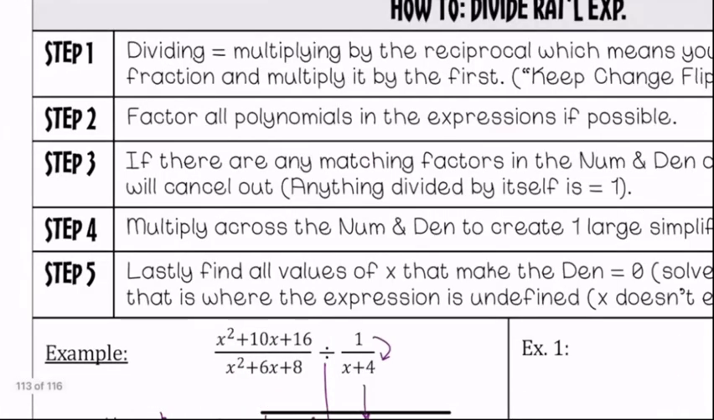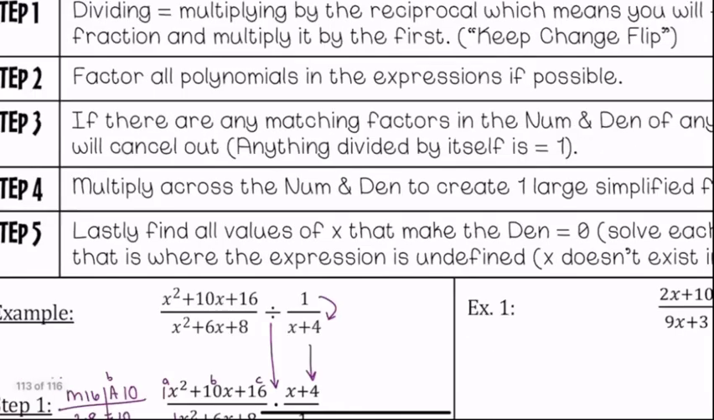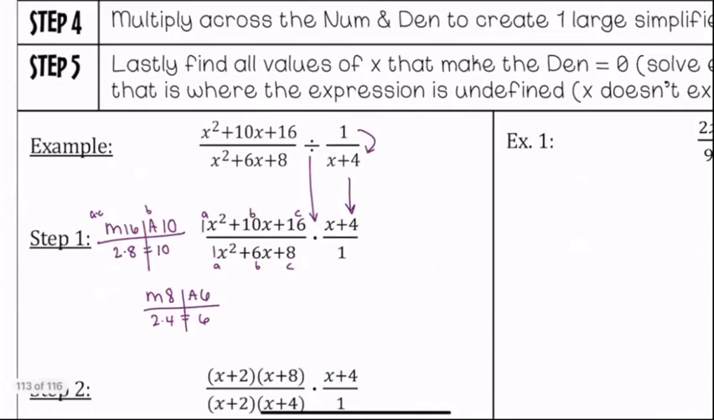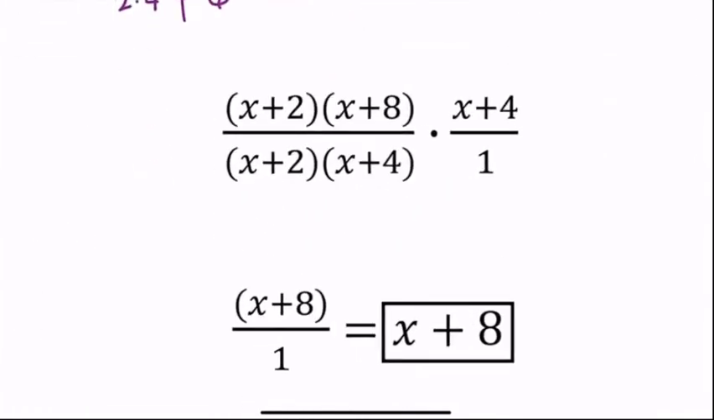Okay, we just finished step 2. Step 3, if there are any matching factors in the numerator and denominator of any fraction, these will cancel out because anything divided by itself is 1. So we're trying to simplify now. If you see, we have an x plus 2 and an x plus 2. Then we have an x plus 4 and an x plus 4.